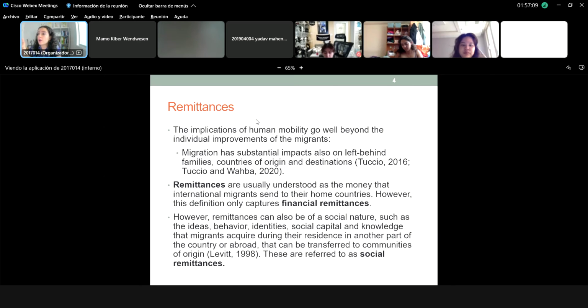What we're going to talk about here are the remittances. Remittances are a very specific part of what I'm talking about. Financial remittances basically mean the money that international migrants send back home for whatever reasons. So if someone travels, works in a different country, and sends money back home, these are the remittances.